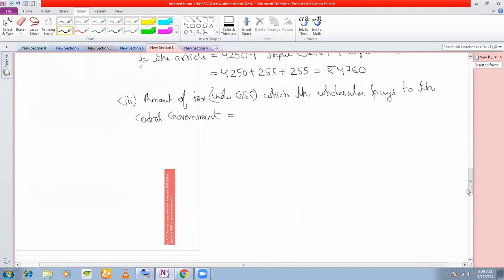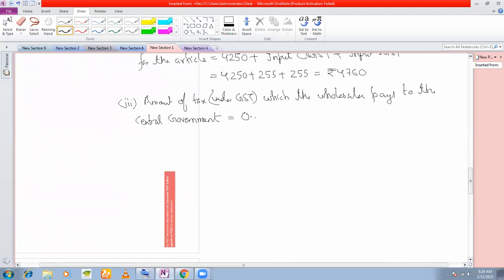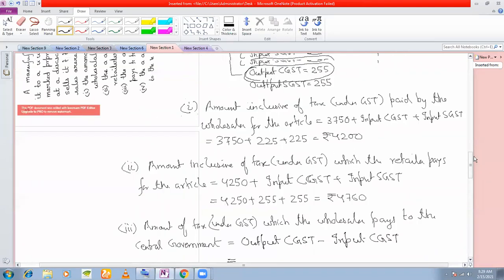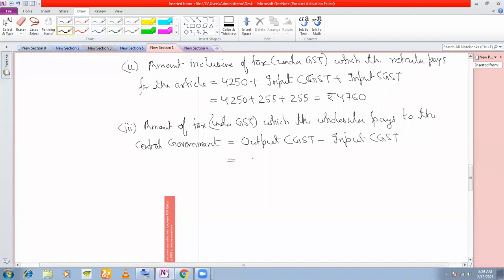So what he pays is equal to output CGST minus input CGST. And his output and input are how much? 255 and 225. So he's paying rupees 30 to the central government.